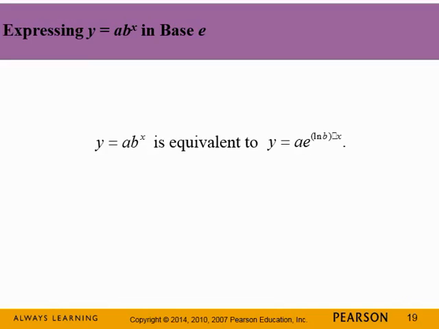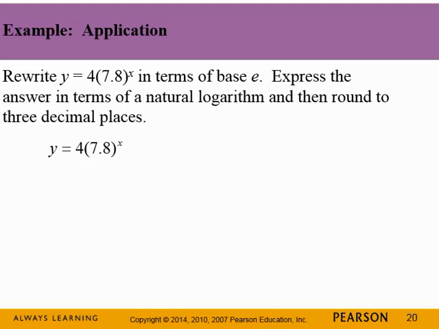So expressing y equals a times b to the x in base e. So if you have y equals a times b to the x, that's equivalent to y equals a e to the ln b times x. Write down that equivalency for now. So we're going to rewrite y equals 4 times 7.8 to the x in terms of base e. So we're going to express this in natural log and then round to 3 decimal places.